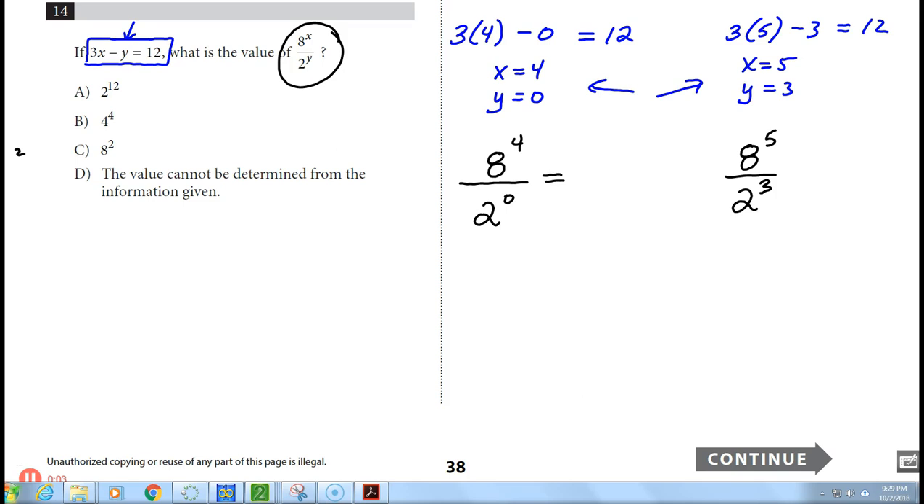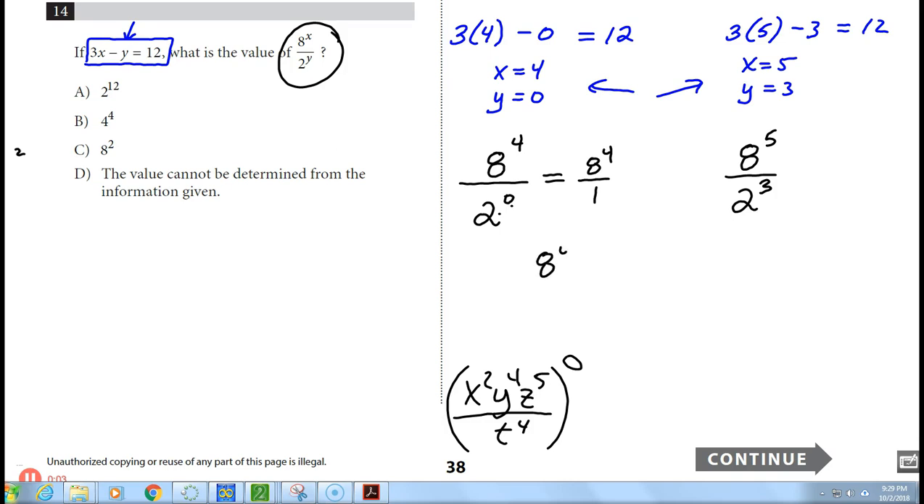So let's crank this out. Well, 2 to the 0 power, here's a rule. Anything to the 0 power is 1. I don't care how nasty the algebra expression is. You could have something like this, I'm just making up something, all over t to the 4th. But if you do that and put it to the 0 power, it's just 1. So that's a little fact that you need to have. So I know this comes out to just be 8 to the 4th power divided by 1, which is 8 to the 4th power. My problem is I go over here and I don't see 8 to the 4th power.